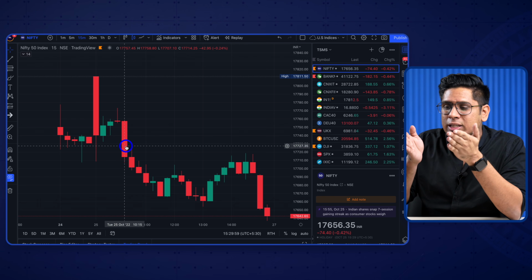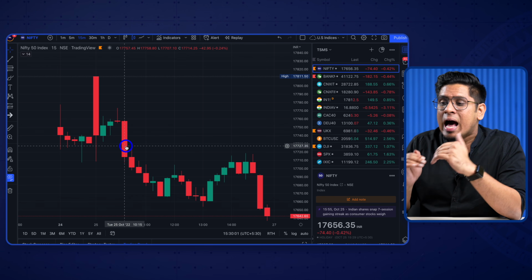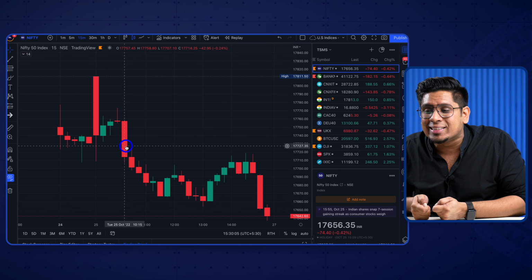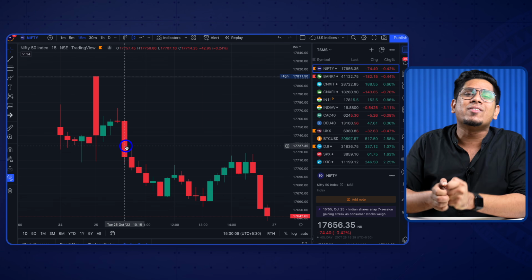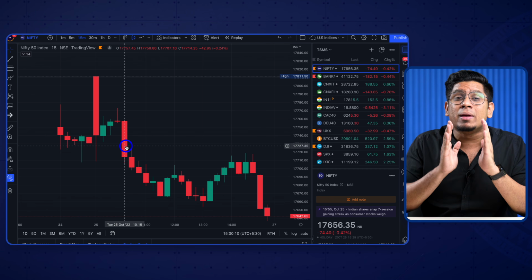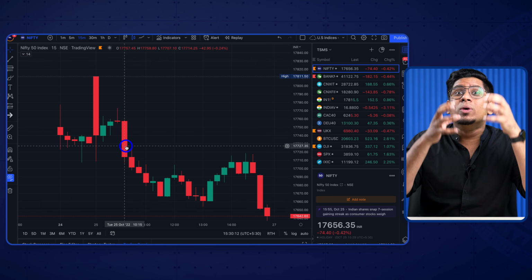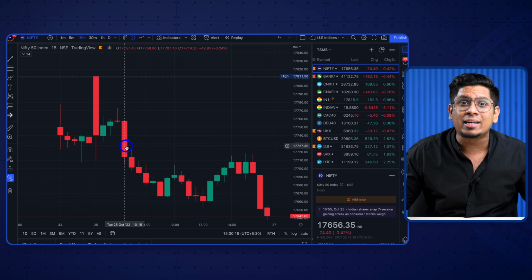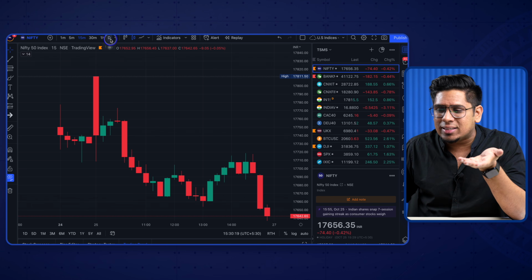If you read there, you can see open is at 17,757, high is 17,758, just 1 point up. Then it came back down all the way to 17,707 and closed at 17,714. A 15-minute candle or a candlestick represents the price movement of Nifty over a time period of 15 minutes, right? Just like this, you can change the time period here, right?